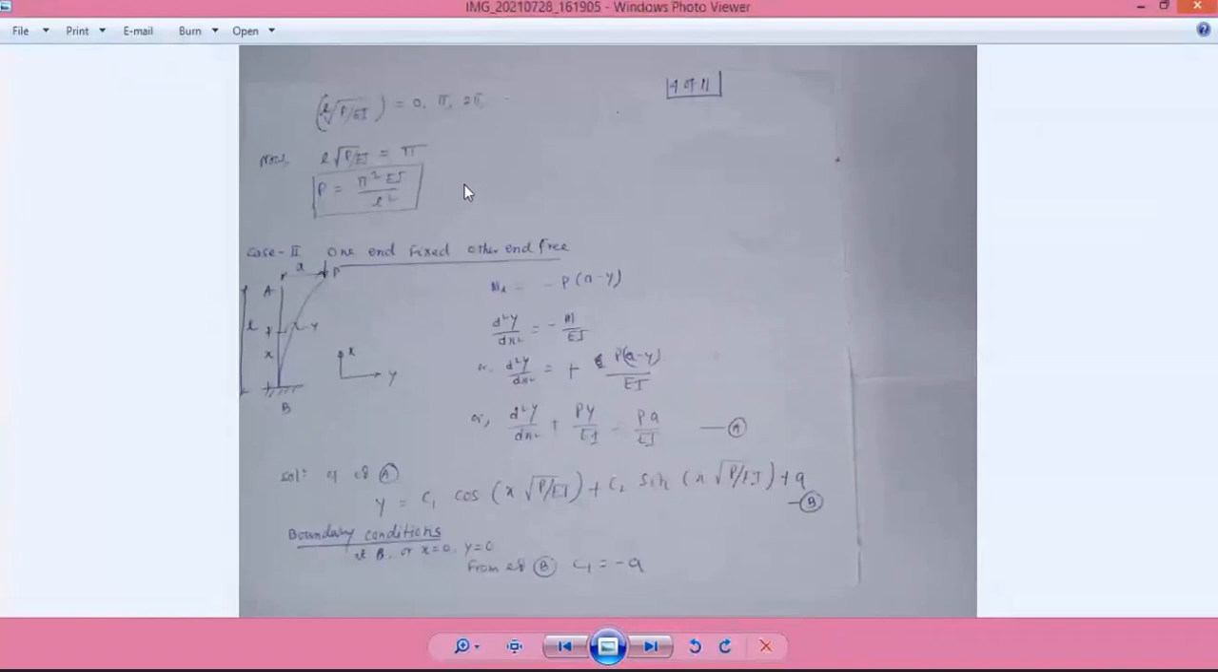What does this critical buckling load signify? That means if we apply this much load on a both end pinned column, and if we give some horizontal disturbance on the column and then remove this horizontal force, the column does not get back its initial position. It remains in another configuration.